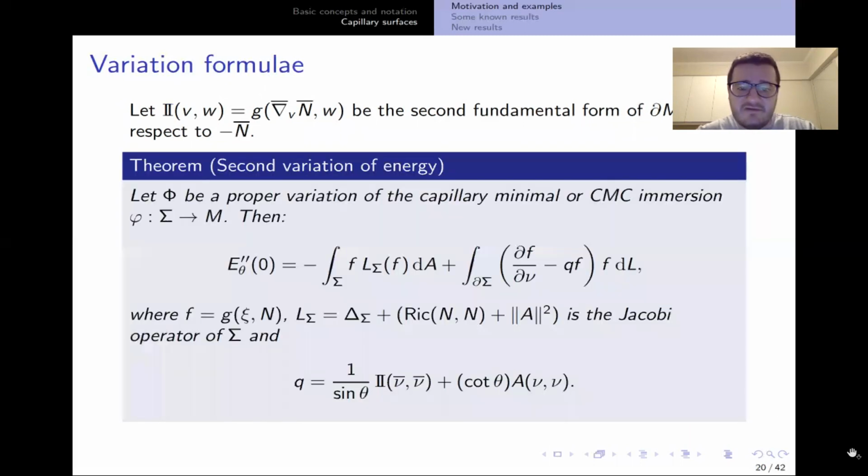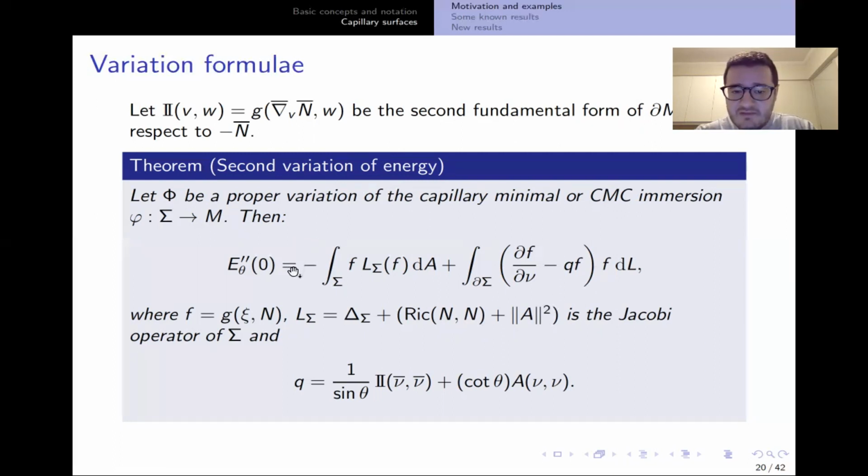So we have the second variation of energy. And the second variation of energy involves the Jacobi operator of sigma, which is a kind of elliptic operator of second order in sigma, which is given by this nice formula. It's the Laplacian of sigma plus a scalar function, which is the Ricci in the normal component, plus the norm of the second fundamental form squared. So this formula, you don't have to memorize this.